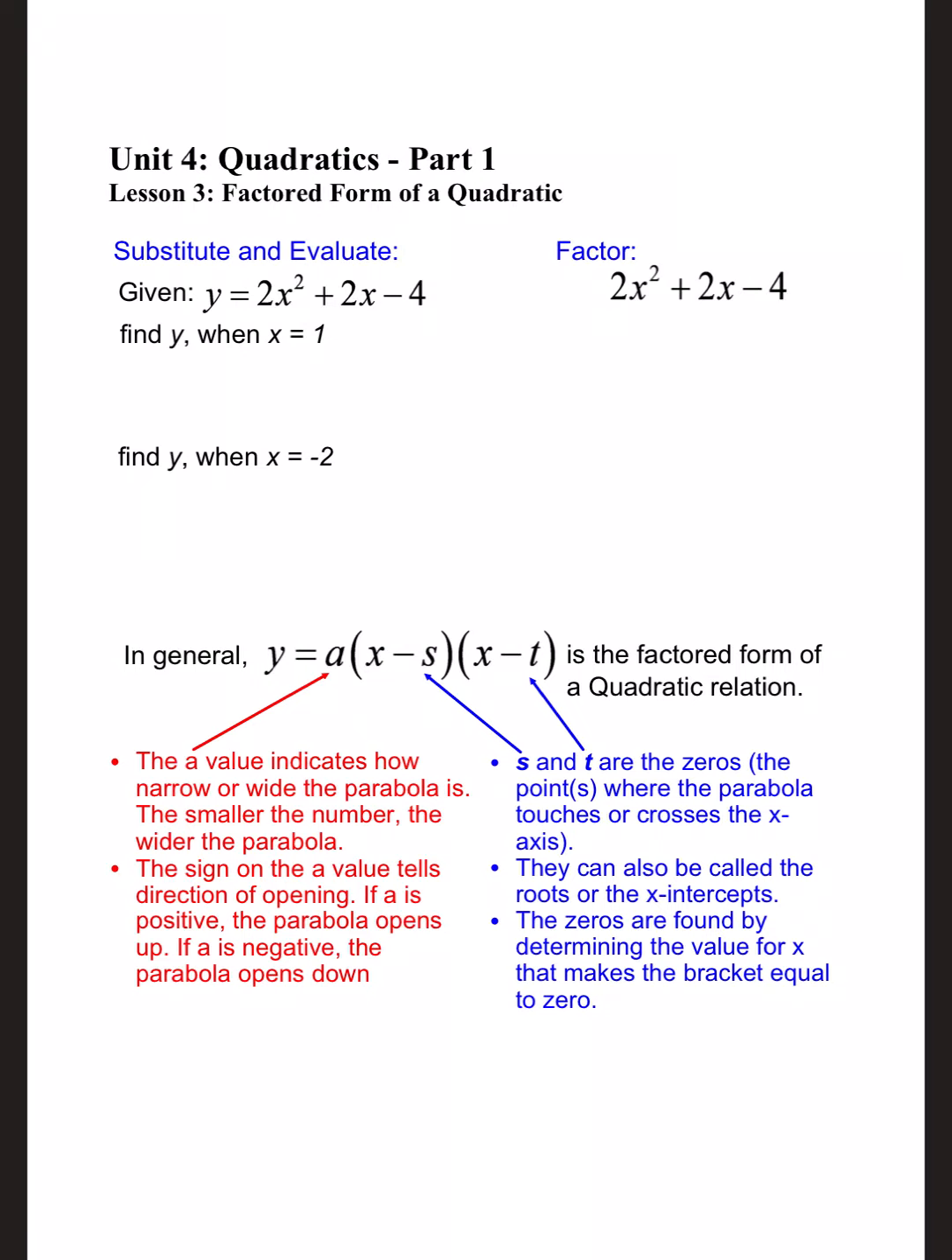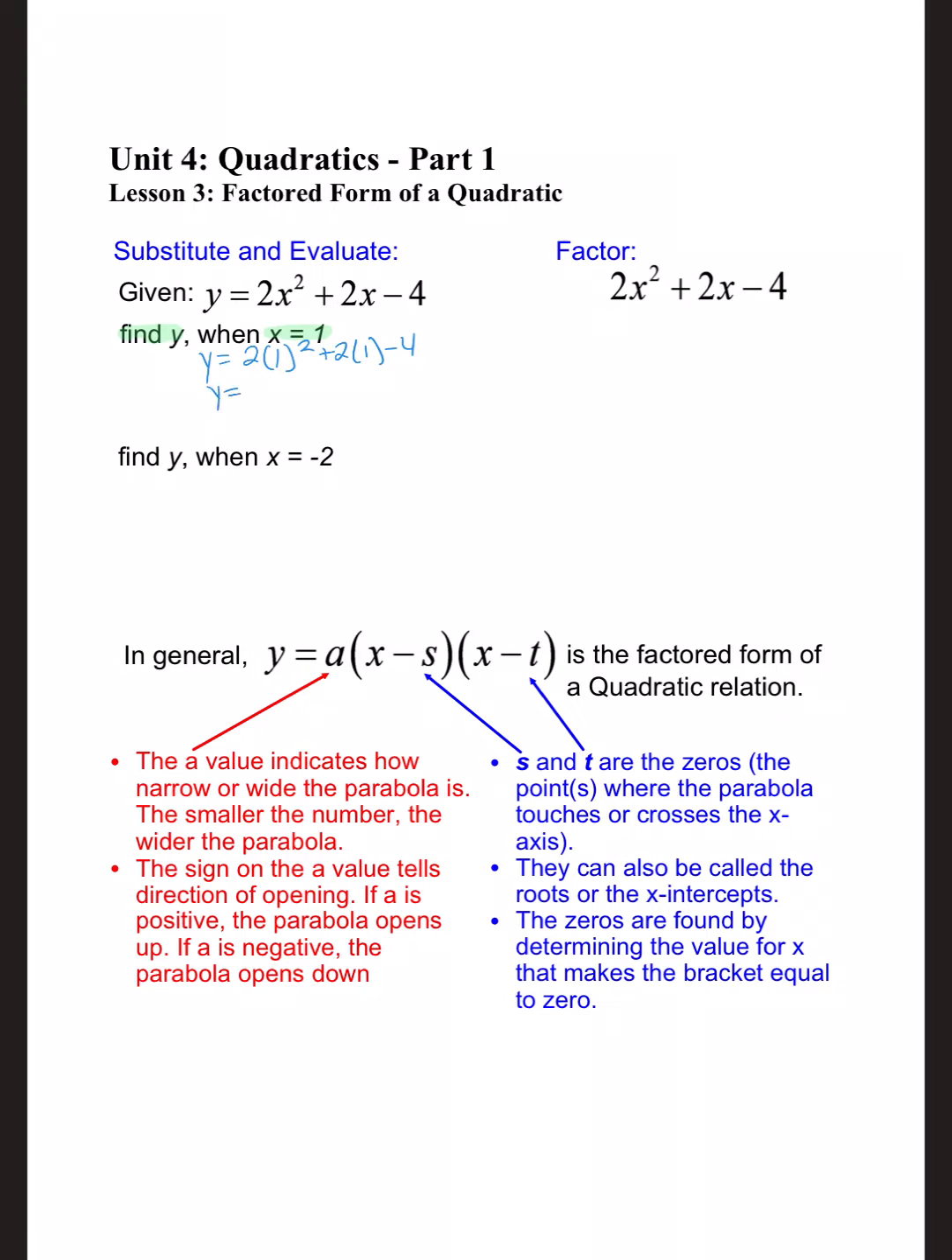So given that y equals 2x squared plus 2x minus 4, we're going to try to figure out what y equals. So find y when x is equal to 1. We're going to sub 1 in anywhere we see x and see what y ends up equaling. So anywhere I have an x, I'm going to replace it with a 1.